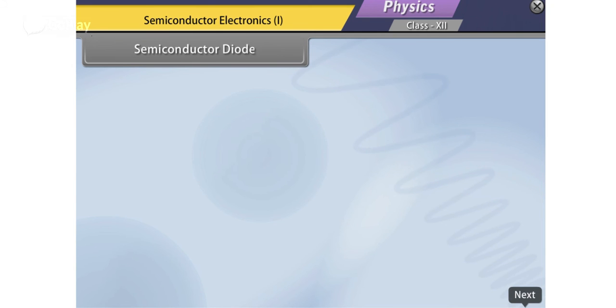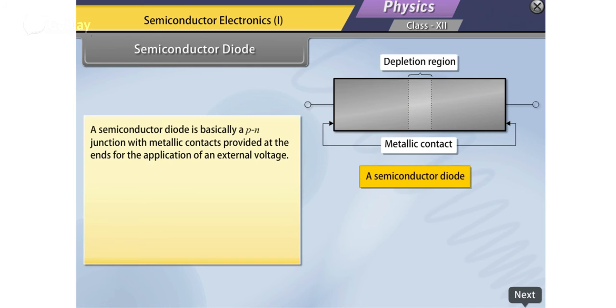Semiconductor diode. A semiconductor diode is basically a p-n junction with metallic contacts provided at the ends for the application of an external voltage. It is a two-terminal device. The arrowhead corresponds to the p-type terminal of the device and points in the direction of easy current flow.